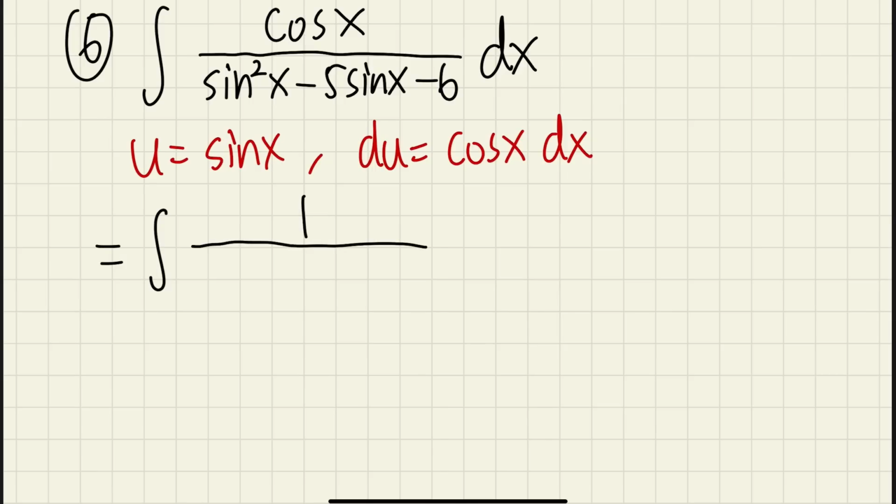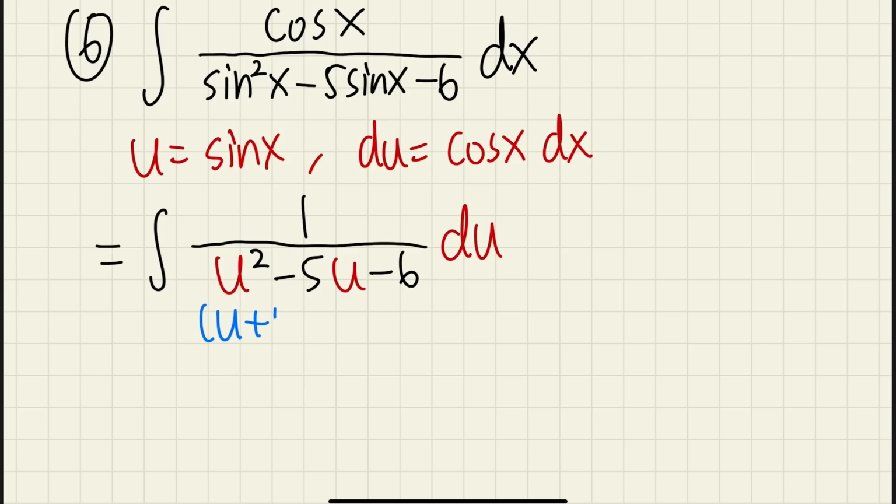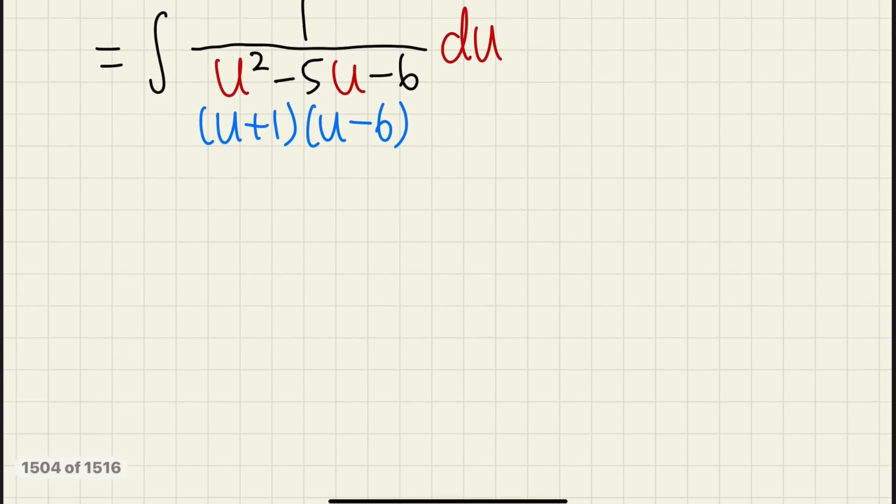It's just going to be u squared minus 5 times u, and then minus 6. And then that part is just the du. I'll put it on the side. And now, notice the bottom is factorable. We will just get u plus 1 times u minus 6. So, that means we can do partial fractions.